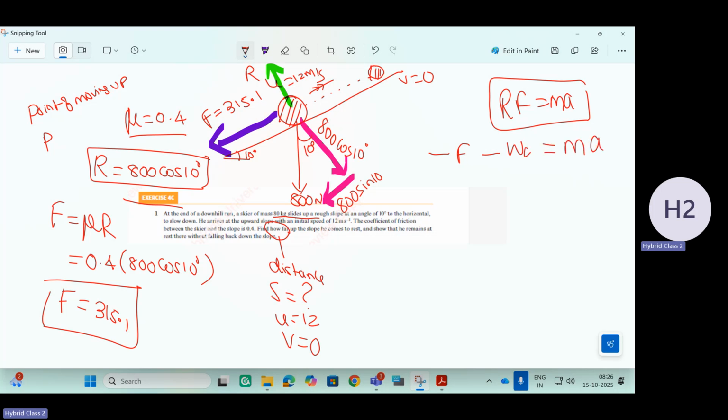Because of that only, it will come to rest, because it is decelerating because of the opposite force. So friction is minus 315.1, minus weight component 800 sine 10 degree. These two forces are reducing the speed because they act in the opposite direction. Together they are equal to mass, which is 80, times A. Find A, and that A is to be used over here.